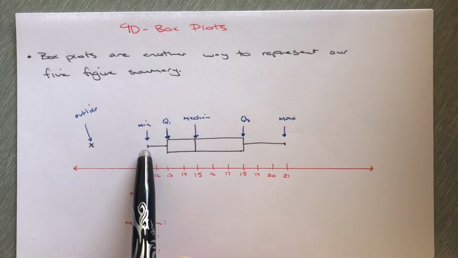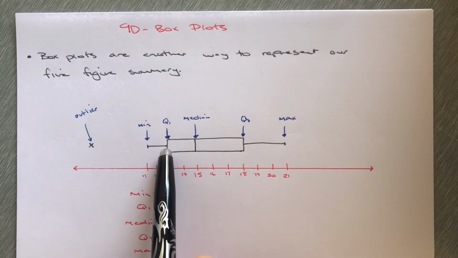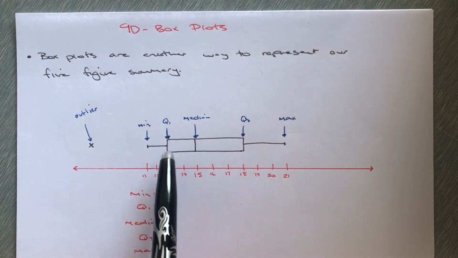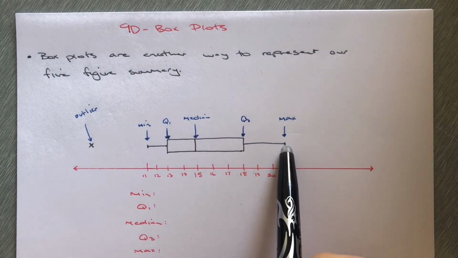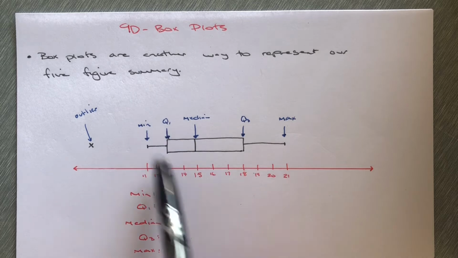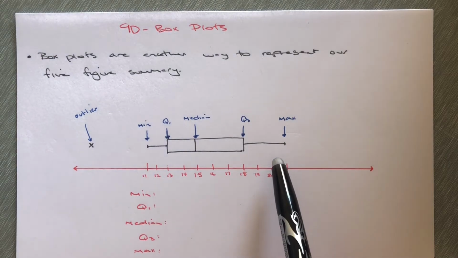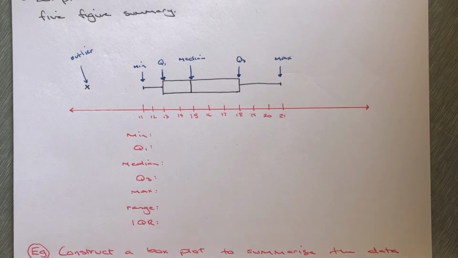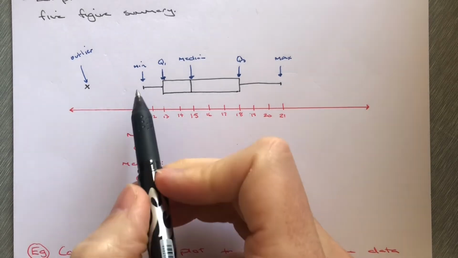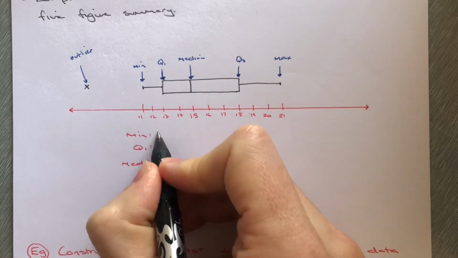This little bit on the lower end is the minimum. This bit here is the lower quartile, median, upper quartile, and your maximum. So just by looking at this box plot, we can work out what our five-figure summary is, which is what we're going to do to start with. So we want our minimum. We can see our minimum's just here, which is 11.